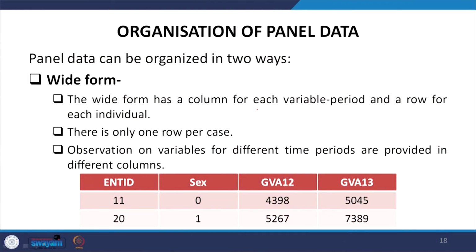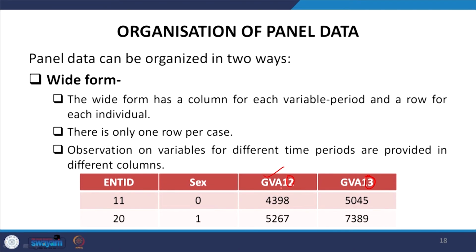Now, as I pointed out earlier, understanding the organization of panel data, it is usually organized in two ways. One is called wide form panel data and the other long form panel data. That is how the panel data could be organized, could be entered. The wide form has a column for each variable period and a row for each individual. For each period we have GVA, gross value added, and for another period GVA is mentioned. But in the case of long form it is entered vertically.